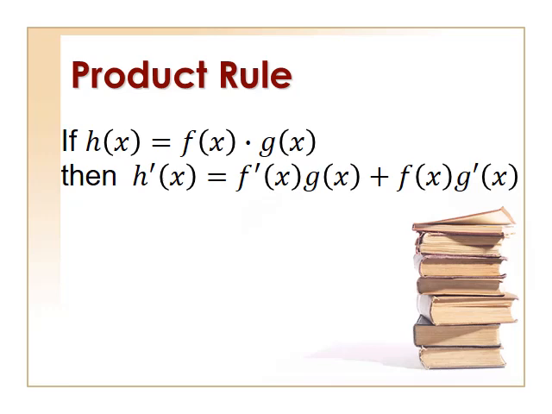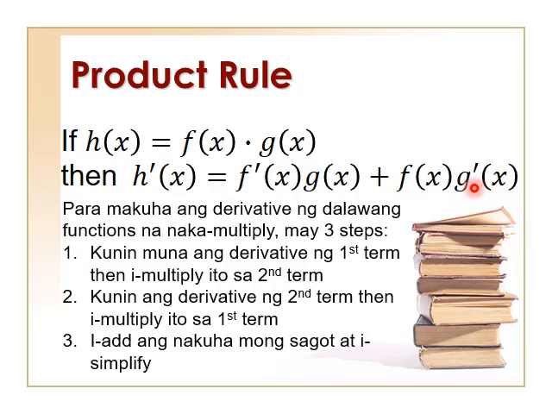So kung meron kang dalawang equations na nakamultiply, so ito medyo tricky. Okay, kasi you have to first get the derivative of the first term multiplied by the second plus the first term times the derivative of the second. Yan. So, medyo madugo yung process.